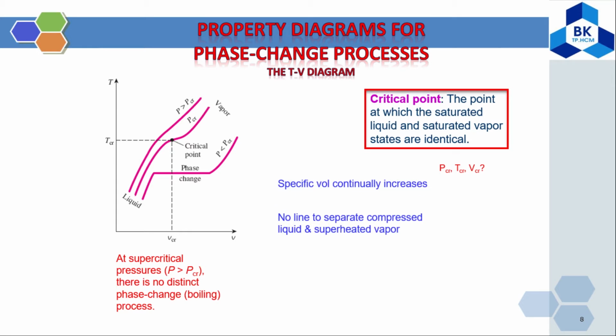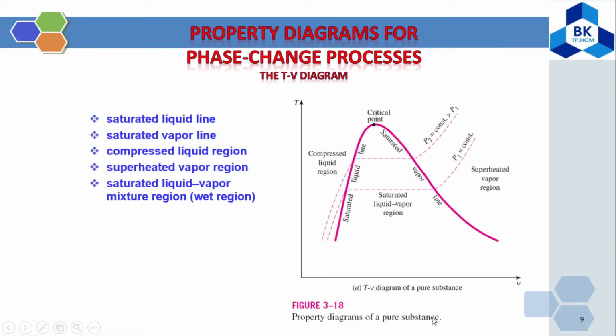Okay, so the specific volume continually increases. No line separates the compressed liquid and the superheated. And so above this critical point, we got the superheated vapor, and below this critical point, we got the compressed liquid. Okay, and then we plot the line. We can see in the picture on your left and your right hand side. This is the critical point, and we got 2 lines here.